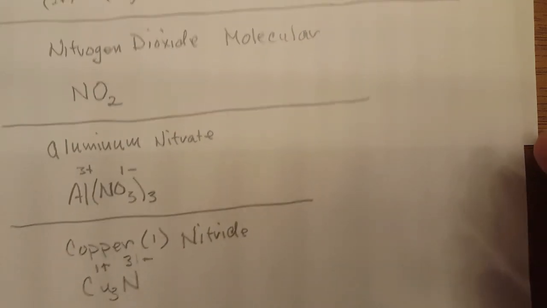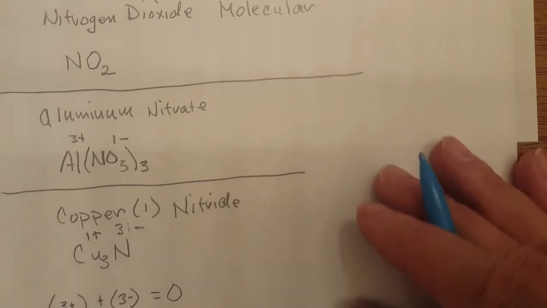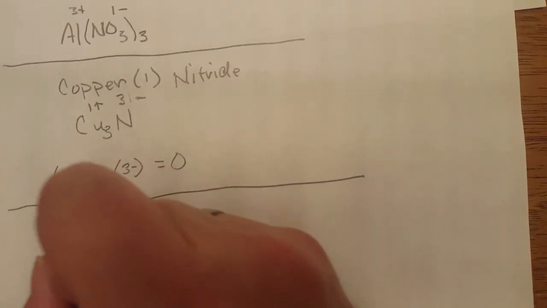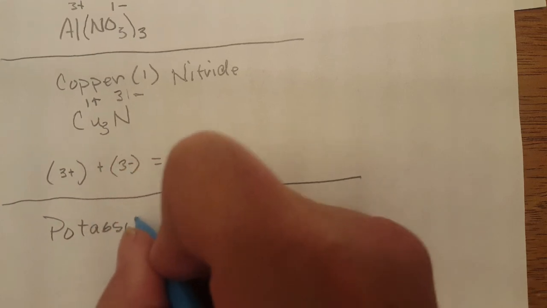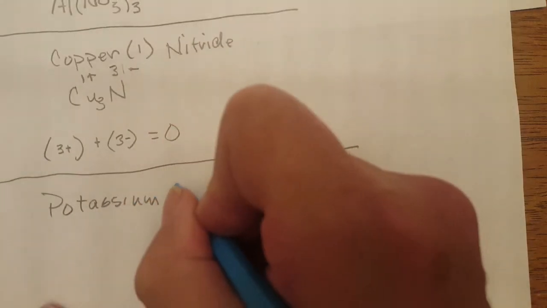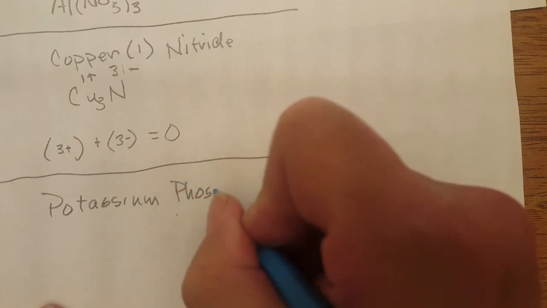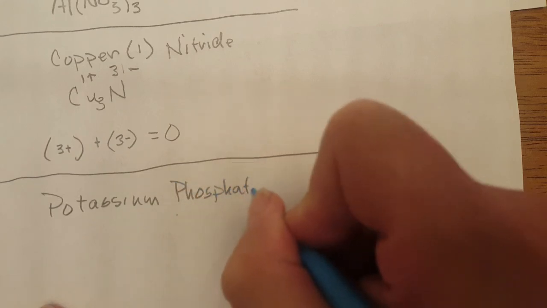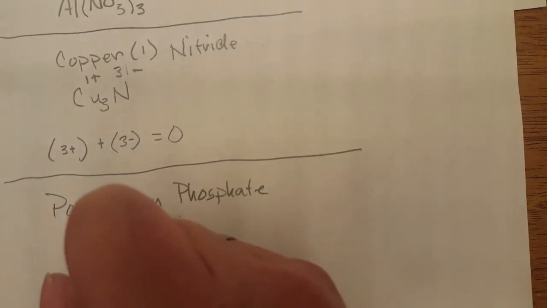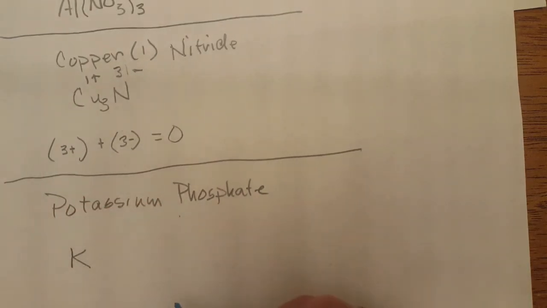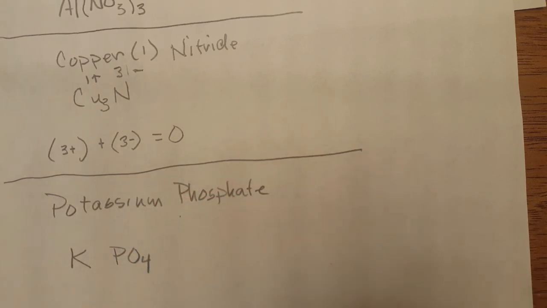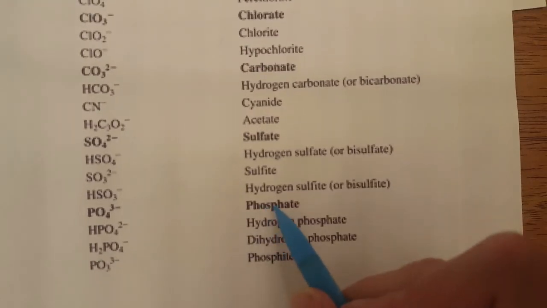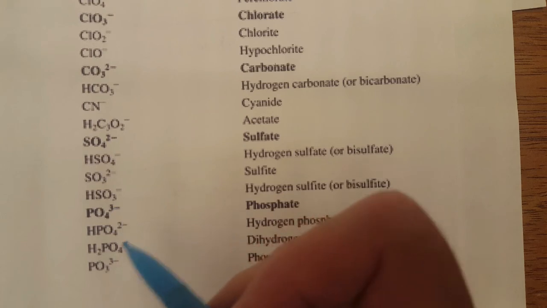Let's do the next one on our list. Potassium phosphate. Okay, potassium is K. Phosphate is PO4. How do I know that? Because it says so on here. Phosphate is PO4. It has a charge of 3 minus.